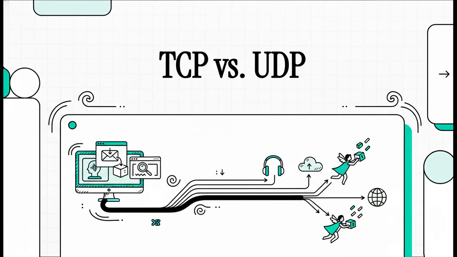Have you ever stopped to think about how your computer is pulling off its daily magic trick? I mean, you're on a video call, your email is syncing in the background, and you're browsing a website, all at the same time, through one single internet connection? How does all that data not just crash into each other and become a complete mess? Well, it all comes down to two very different, very important digital messengers working behind the scenes.